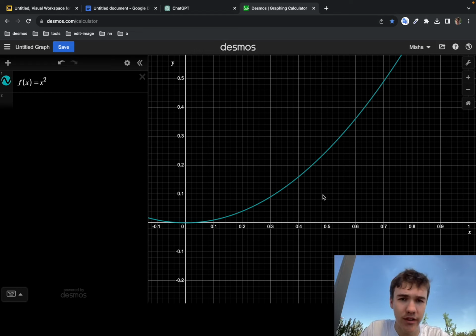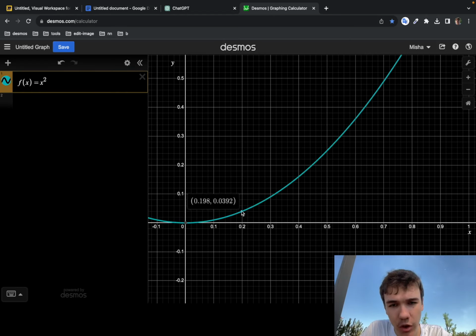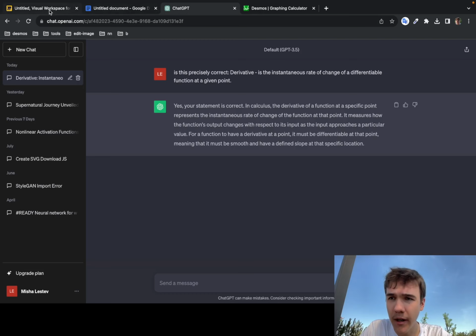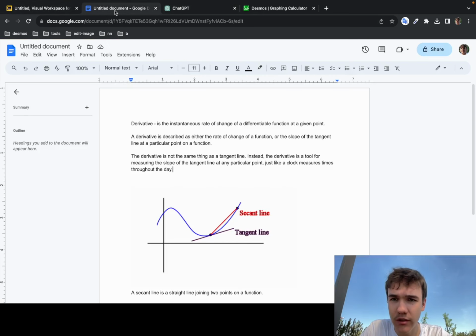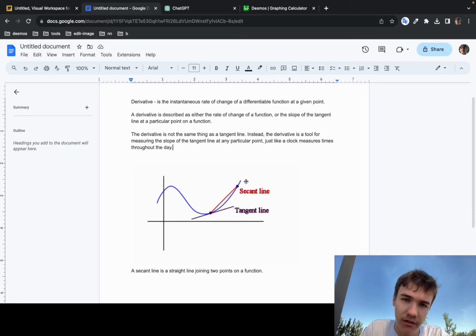The question is, what if I want to find the derivative at the point 0.2? How can I do this? This is our main question here. So let's first build a secant line.